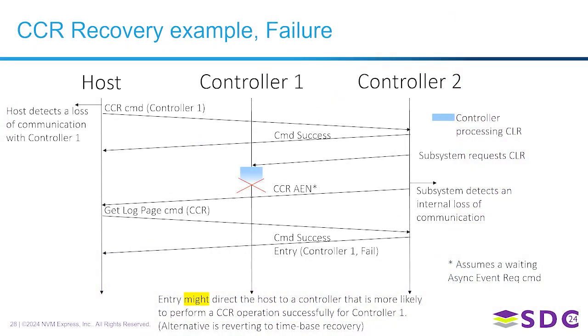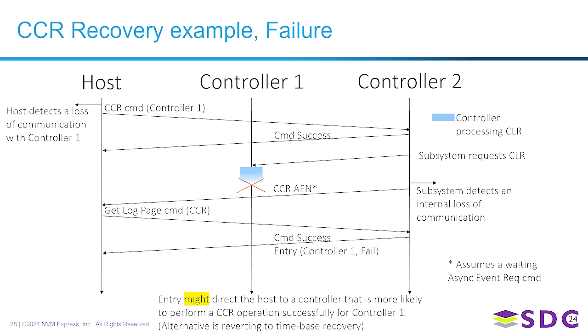And so the subsystem says, okay, there's a problem. I don't know what controller 1's doing. I'm not going to continue working on this. We'll let the host know to come and get the status. And so the host gets the asynchronous event notification. It gets the log page. It checks for the record for controller 1, which says that I failed.